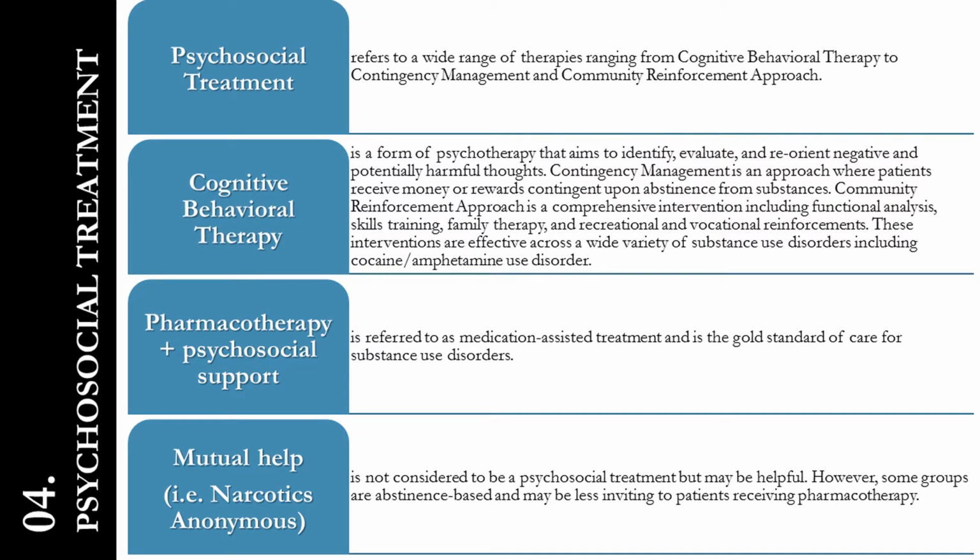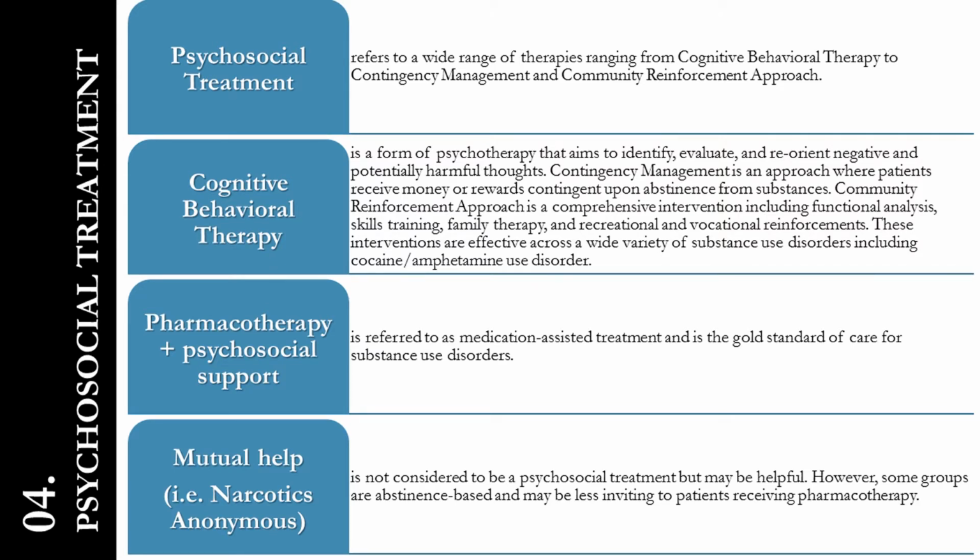Pharmacotherapy and psychosocial treatment is really the best care that individuals can receive with alcohol use disorder and opioid use disorder, and is referred to as medication-assisted treatment. And I'll repeat that one more time, because we use medication-assisted treatment a lot. Really what that refers to is the combination of pharmacotherapy with psychosocial treatment.